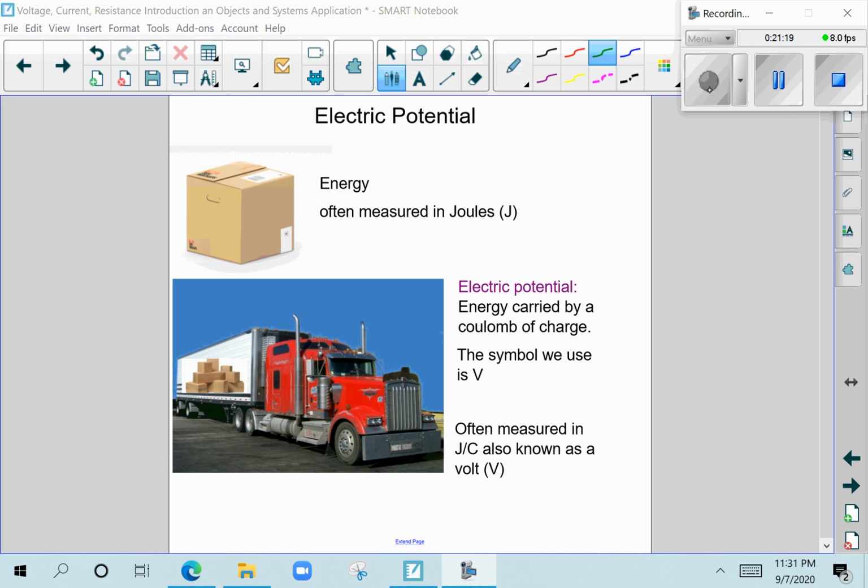The symbol that we use for electric potential is the capital letter V, named after Alessandro Volta, and the unit that we use a lot of times to describe voltage is called a volt. But a single volt is actually a joule per coulomb. Just like it would be the number of packages per truck, the volt would be a joule of energy per coulomb, energy per charge.